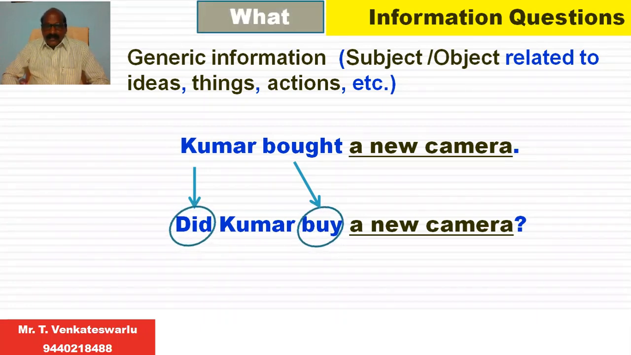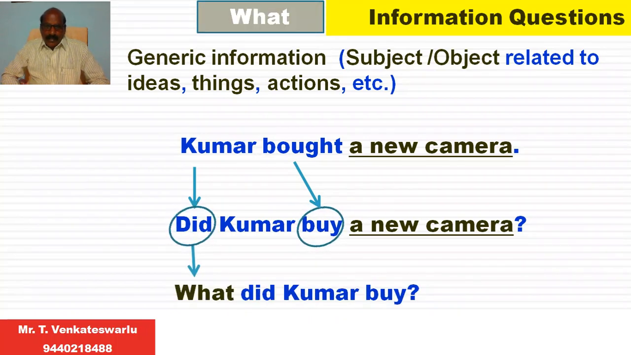For that, the right question word to be used here is what, because a new camera is related to an object. So we have to use the right question word what at the beginning of the yes or no type question. What did Kumar buy? And the underlined part is deleted.